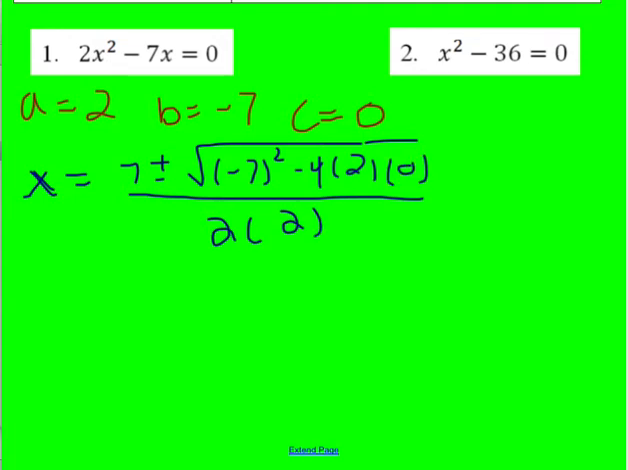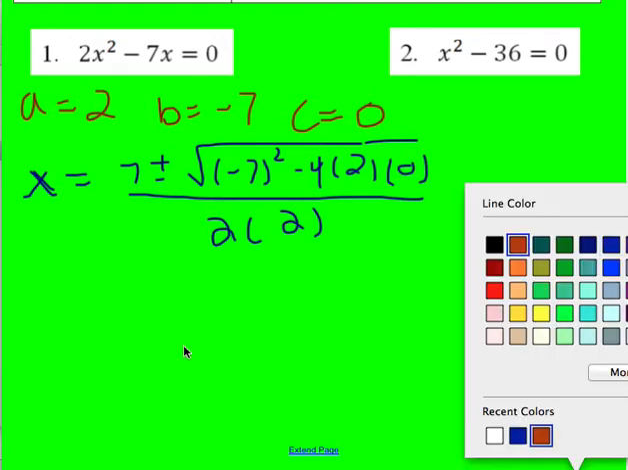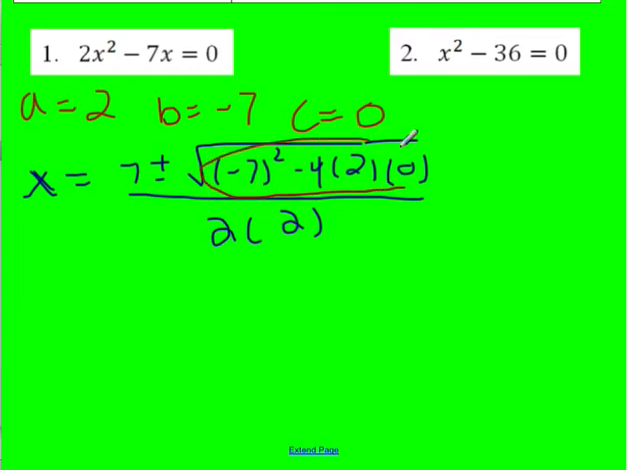Okay, so again, remember when you're calculating out the quadratic formula, you really want to make sure that you simplify that in there. So then you're going to get 7 plus or minus the square root. In your calculator, you're going to take -7 squared minus 4 times 2 times 0, and when you do that, you end up getting 49, divided by 2 times 2, which is 4.